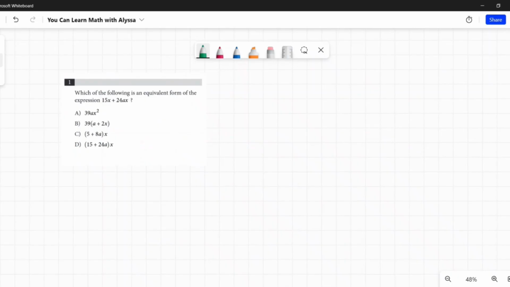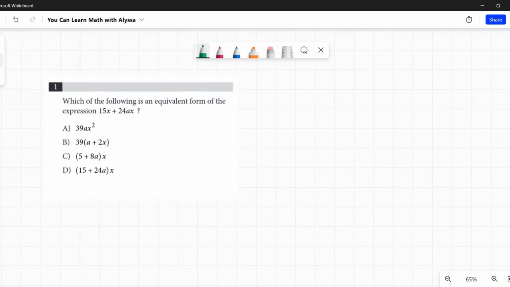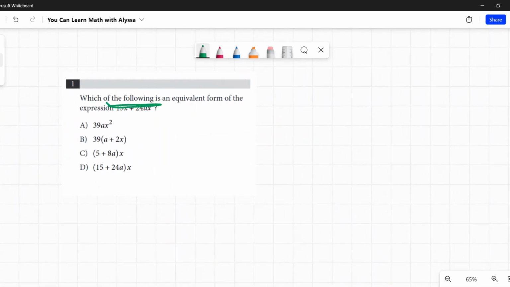Number 1, which of the following is an equivalent form of the expression 15x plus 24ax? Right off the bat, when it says which of the following, they are straight up telling you, look at the answers first. I generally tell students to look at the answers first on the SAT because it can give you valuable clues as to how to approach a problem.